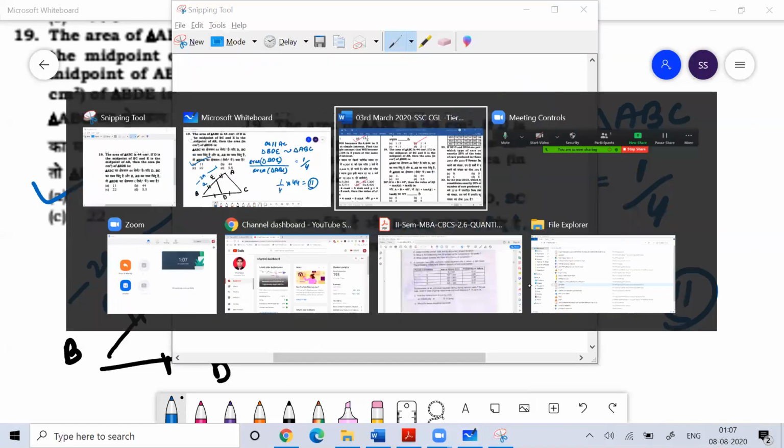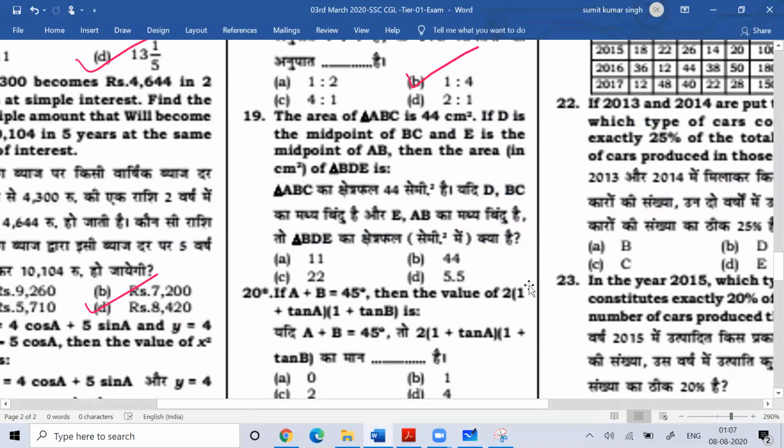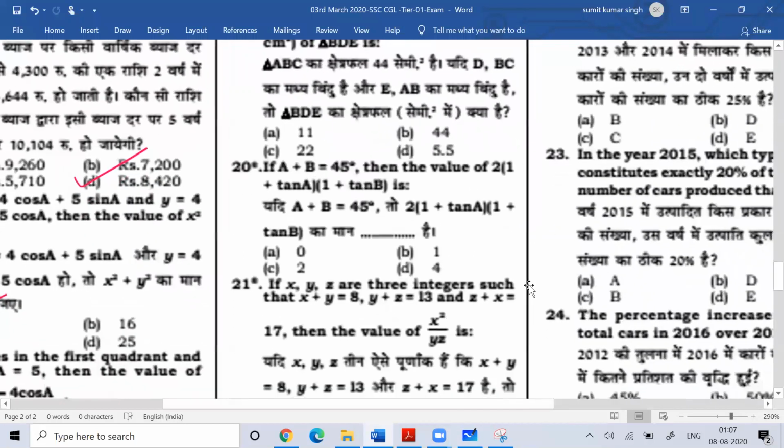This is the property of congruency and similarity that you will study in the concept of triangles. If you watch my video, you can already see that video in the playlist on the concept of triangles. There you'll understand all these properties of triangles. Then you can see question number 20.